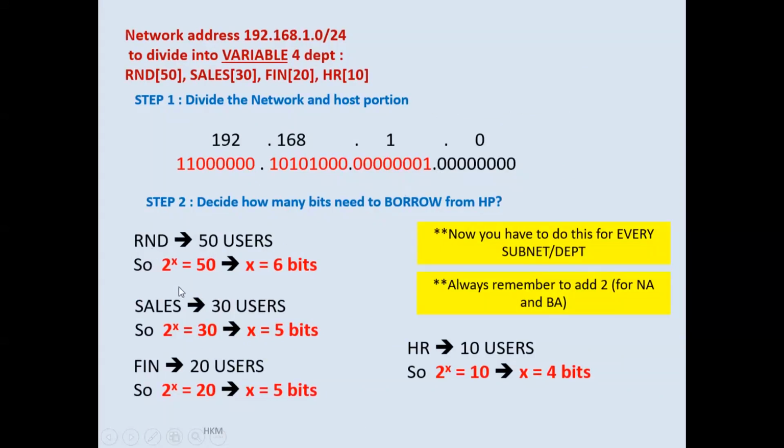For example, R&D, 50 users, right? So how many bits do you need to borrow for 50 users? Now, one thing you need to remember, I'm hoping the annotation can work, is that these are the things that you have to remember, okay? 128, 64, 32, 16, 8, 4, 2, 1. These are the only things you need to remember, okay? 2 to the power of 0 is 1, 2 to the power of 5 is 32, 2 to the power of 7 is 128. Okay, so these are the things that you have to remember.